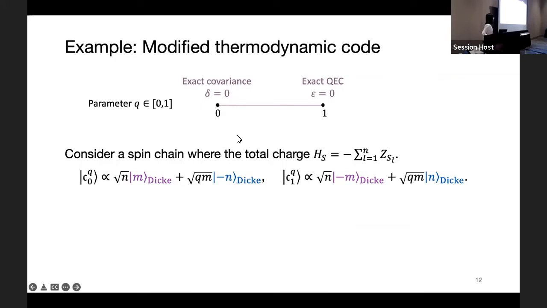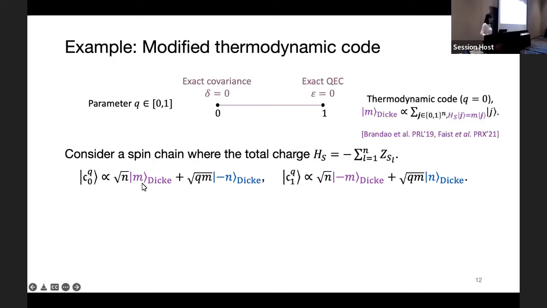Our second example is called the modified thermodynamic code. It is a code parameterized by a parameter q between 0 and 1. When q is 0, the code is going to be exactly covariant. And when q is equal to 1, the code is going to be exactly quantum error correcting. So it's a code that interpolates between exact covariance and exact error correcting. For example, when q is equal to 0, the code is defined using the Dicke state. By Dicke state, I basically mean the symmetric quantum state that has a fixed charge.